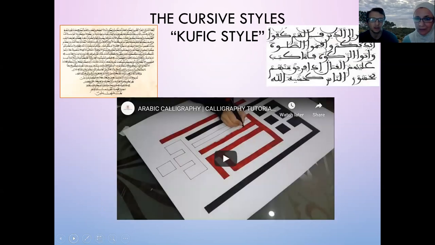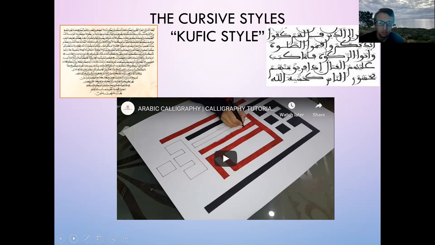So the next cursive style is called the Kufic style. This originated in North Africa and Al-Andalus, Muslim Andalus. This is preferred in the Maghrebi West and Andalusi styles, which retain much of the qualities of Kufic, but more flowing and cursive. The lines are very delicate rather than heavy in proportions and forms.